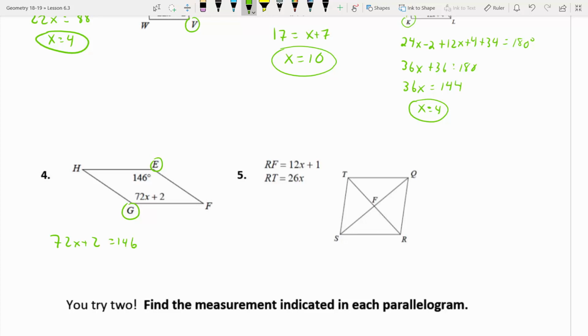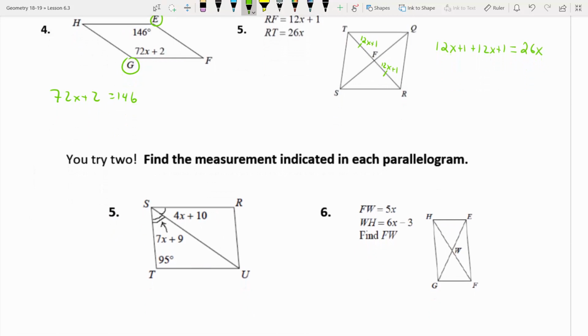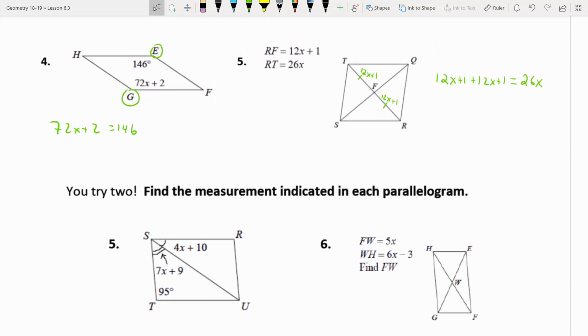And then here, they told us that RF, this segment, was 12x plus 1, and that RT, the whole length, was 26x. Since I have a parallelogram, I know these sides are the same, so this is 12x plus 1 as well. So I'm going to do 12x plus 1 plus 12x plus 1, and that's going to equal this whole length RT, which we said was 26x. Go ahead and solve 4 and 5, and then this other set of 5 and 6, I don't know what happened to the numbering, and when you come back in, all 4 answers will be here for you.